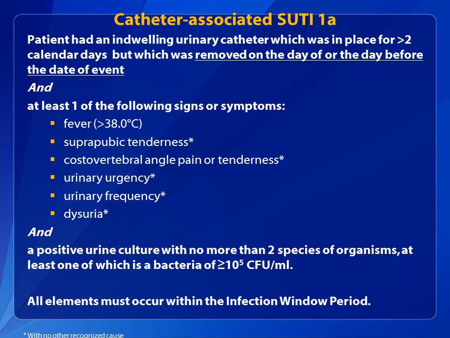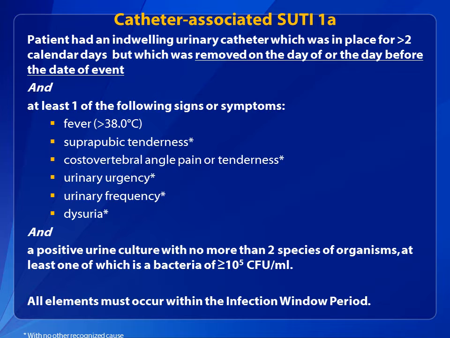CAUTI criterion 1A is also used for patients who had an indwelling urinary catheter in place for more than 2 days, but which was removed on the day of the event or the day before the event. However, when the catheter has been removed, the eligible symptom list is expanded. These patients must also have at least one sign or symptom and a positive urine culture with no more than 2 species of organisms, at least one of which is a bacteria of at least 100,000 CFUs per milliliter.